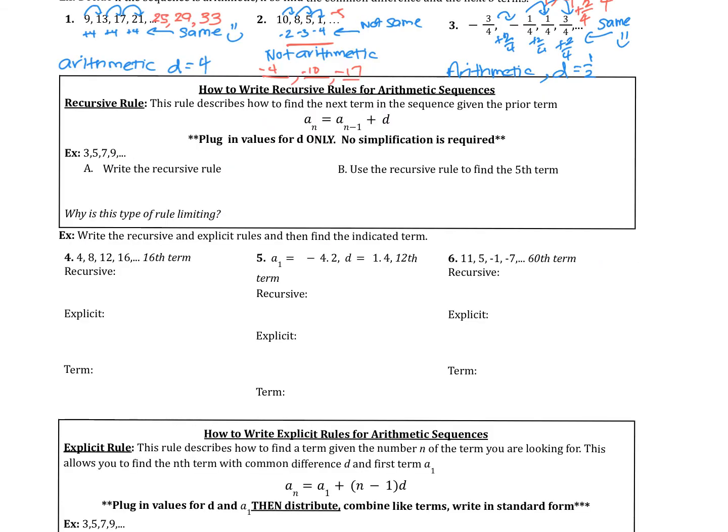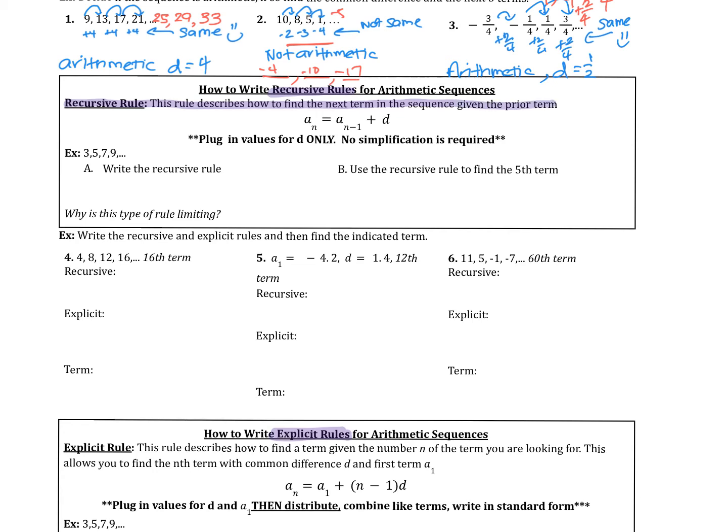So there's 2 types of rules that we're going to learn about for sequences. One is called the recursive rule, and the other is called the explicit rule. And we'll talk about the explicit rule and why the explicit rule is important in just a couple of minutes. But right now, let's focus on the recursive rule first. What is a recursive rule? So the recursive rule uses what we already know about one term to get to the next term.